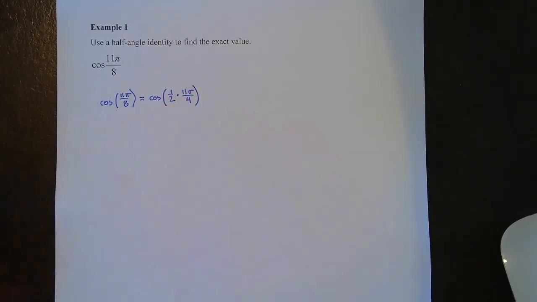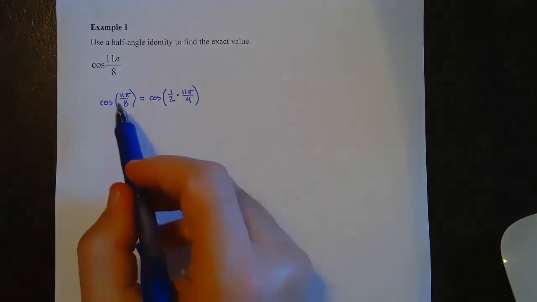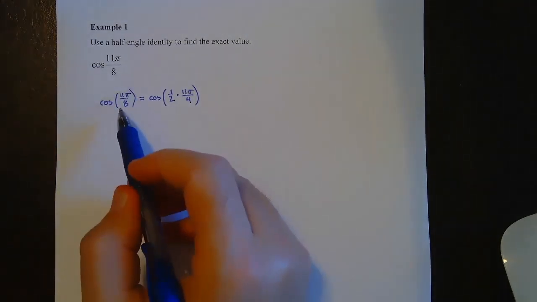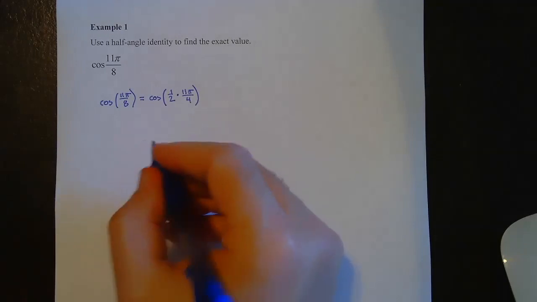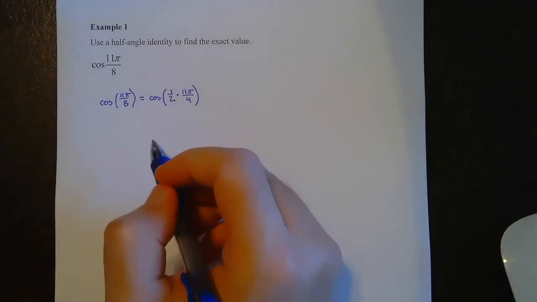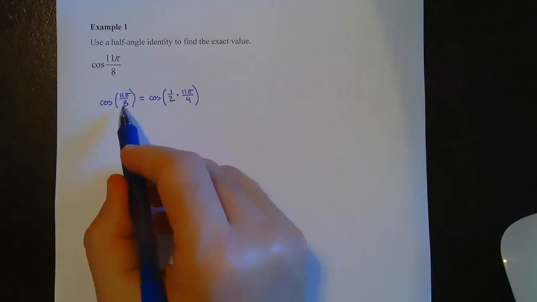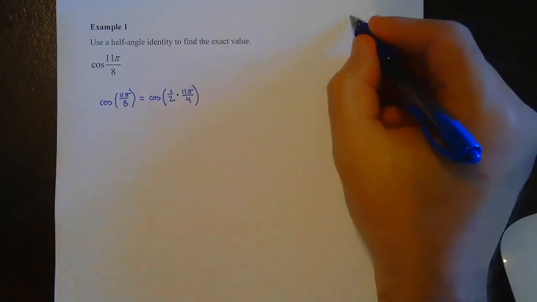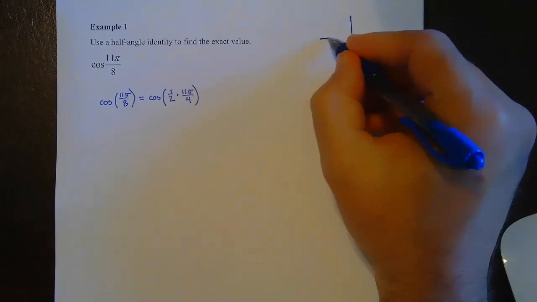Okay? All right, so this is my theta over 2, right? Now we're going to have to figure out what we are going to use. Is this going to be positive or is this going to be negative, right? So where the heck is 11 pi over 8?